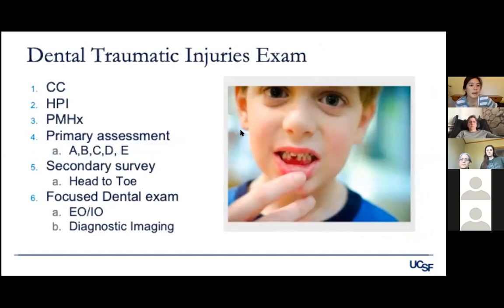So for the exam, it's important to get a good chief complaint, HPI, past medical history, the primary assessment, obviously ruling out any medical need for a closed head injury protocol. The focused dental exam then comes after that once they're medically stable.